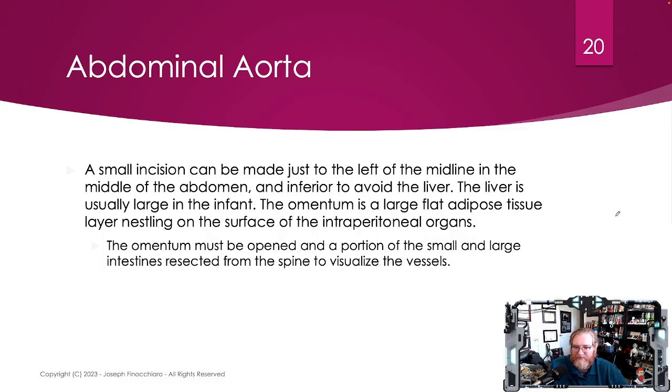The omentum is a large, flat, adipose tissue layer nestling on the surface of the intraperitoneal organs. The omentum must be opened and a portion of the small and large intestines resected from the spine to visualize the vessels. So the problem with using the abdominal aorta is we have to make an incision down the midline of the body. We have to cut deep enough to expose the intestines, and then we have to get the intestines out of the body in order to find the artery and vein resting on the spine.